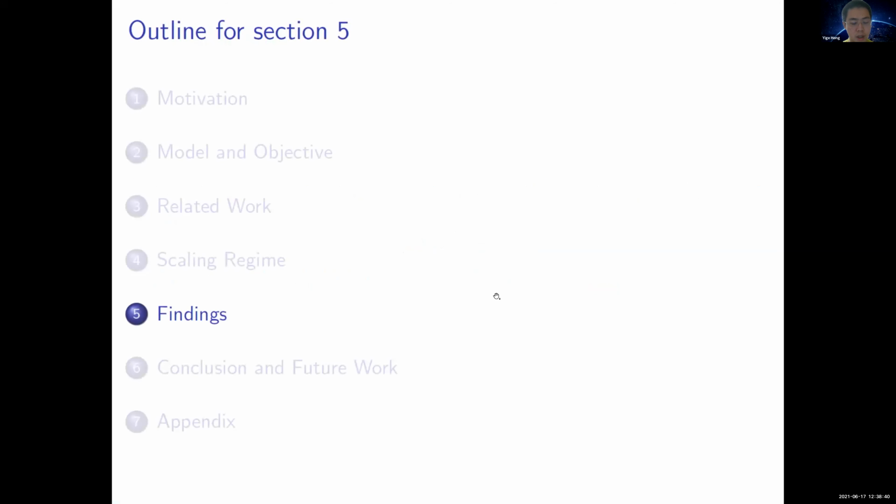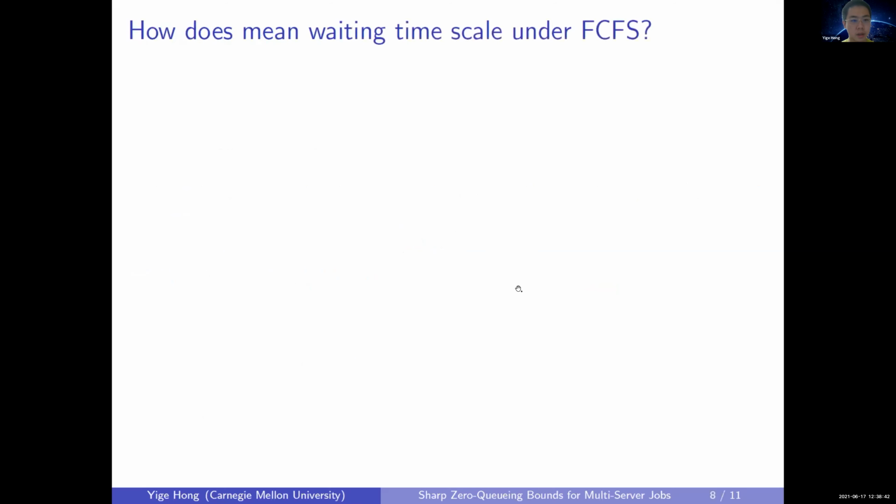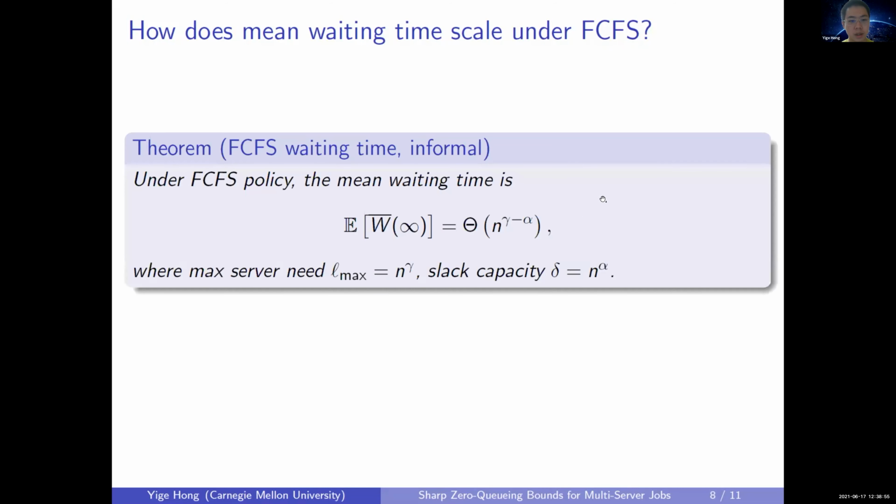So now we come to my findings. My first result is about the mean waiting time of the first come first serve policy. I first studied this policy because it is used a lot in practice. We show that under first come first serve, the mean waiting time is of order n to the power of gamma minus alpha, where gamma is the exponent in the maximal server need and alpha is the exponent in the slack capacity.